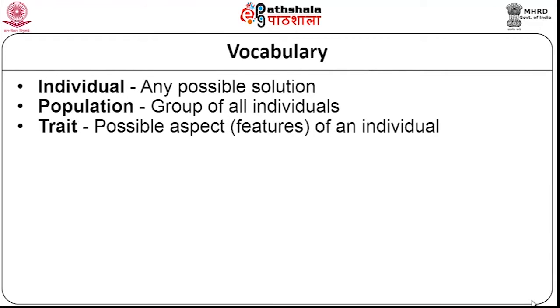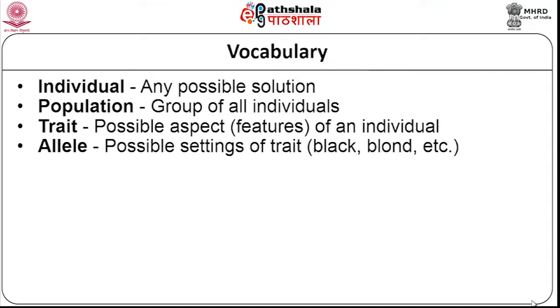A trait is a possible aspect or feature of an individual. So, the features of a solution are called traits. An allele is the possible setting of the trait, that means the values of a trait. For example, the trait could be color, and the alleles, or the values that the color can take, could be black, blond. Or the trait could be income, and the alleles could be the income ranges: less than 10,000, 10,000 to 20,000 and so on.